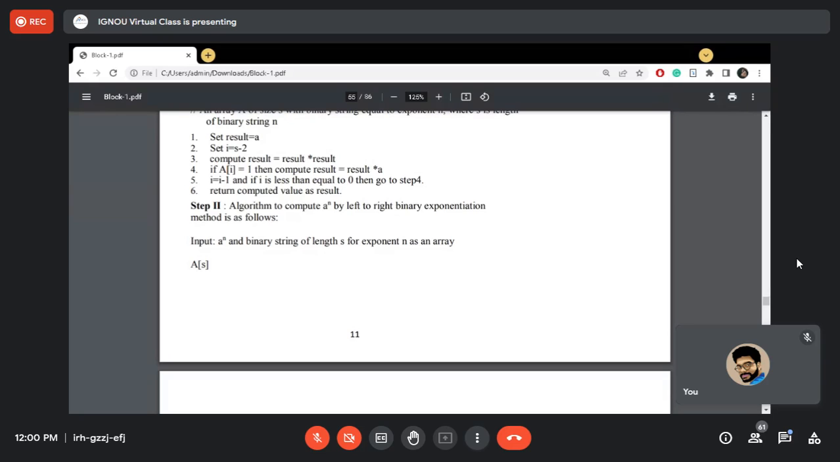Here I is equal to I minus 1, that means we have to decrement the value of I. And if I is less than or equal to 0, then go to step 4. Return the computed value as result.